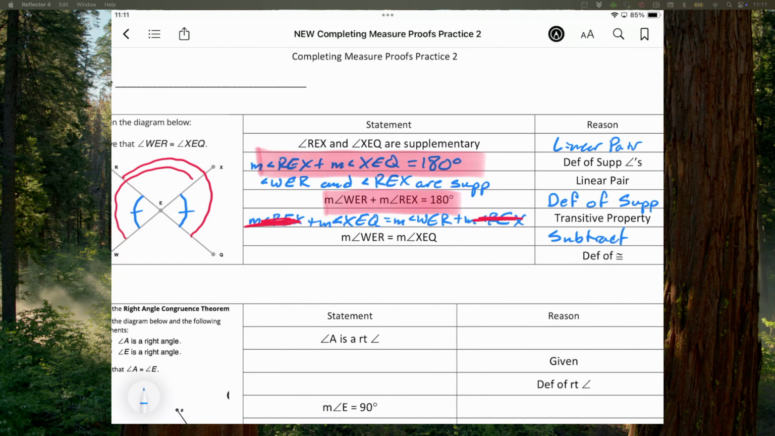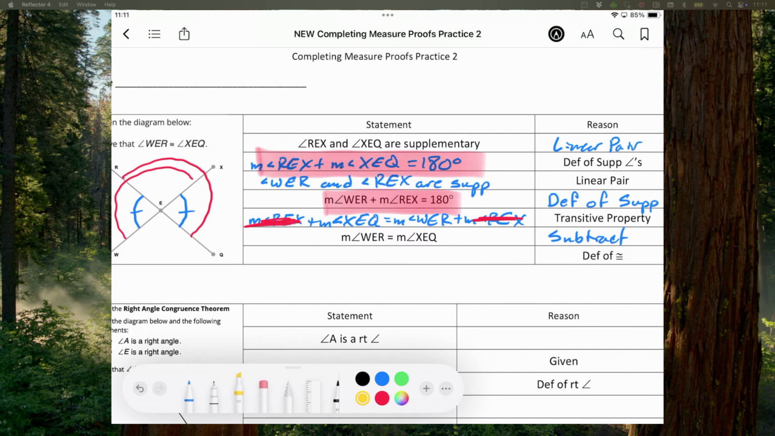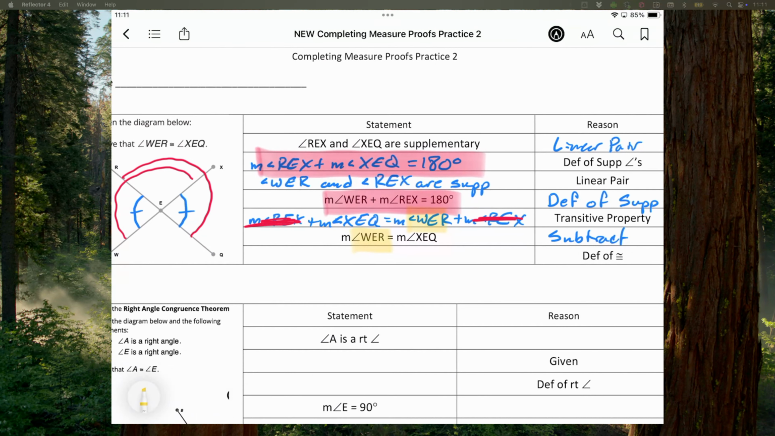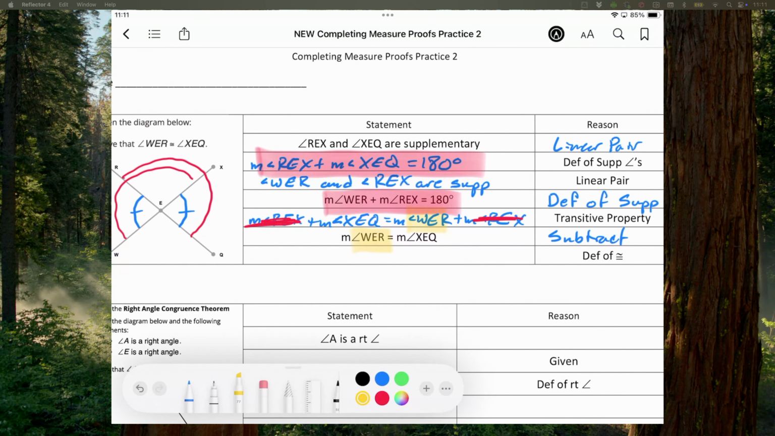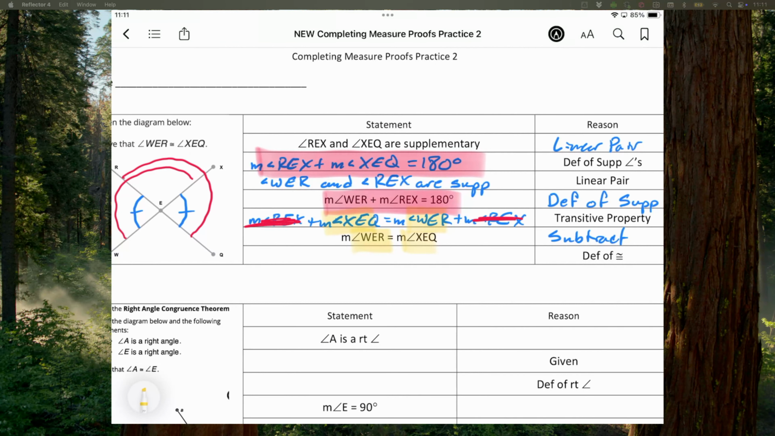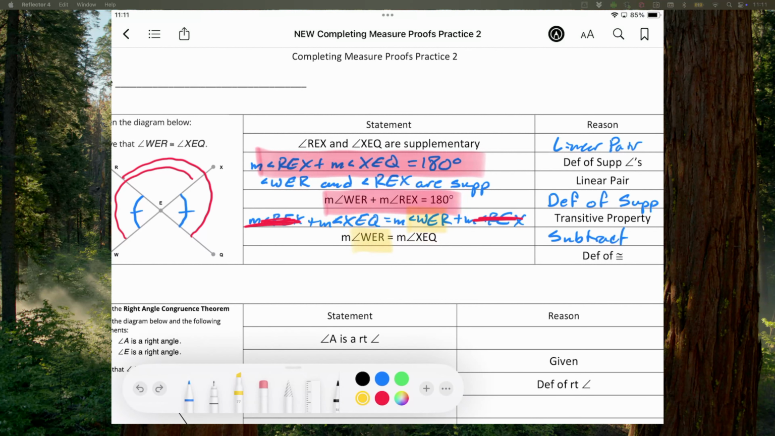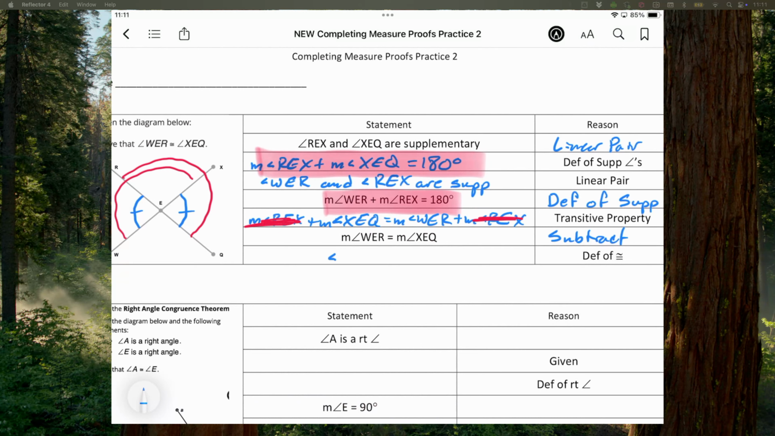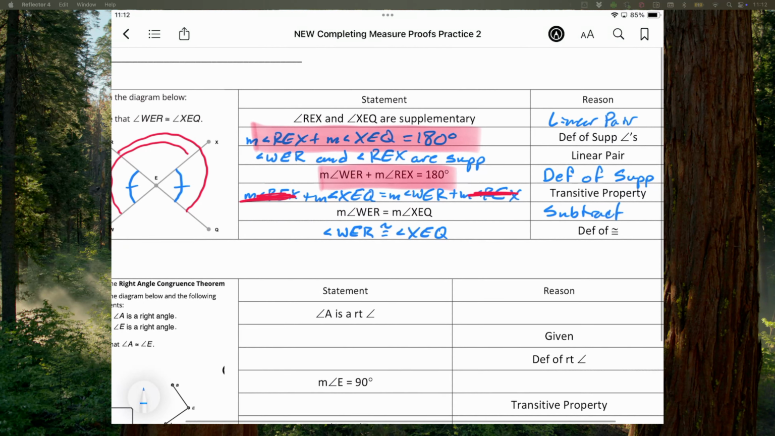And you can see that we ended up with WER being equal to XEQ. Their measures are equal, so they are congruent. Angle WER is congruent to angle XEQ because of definition of congruent.